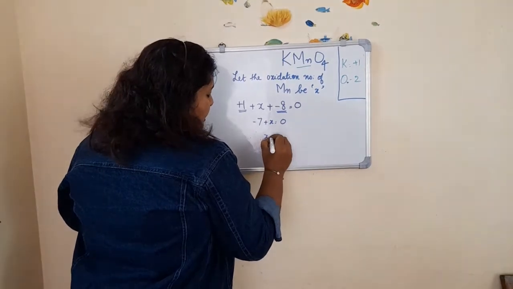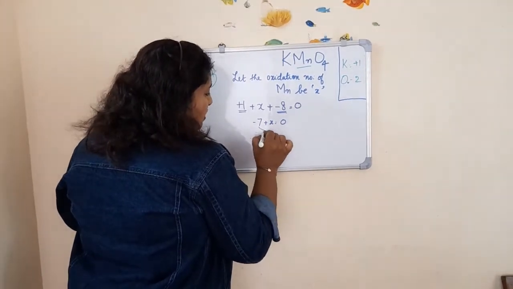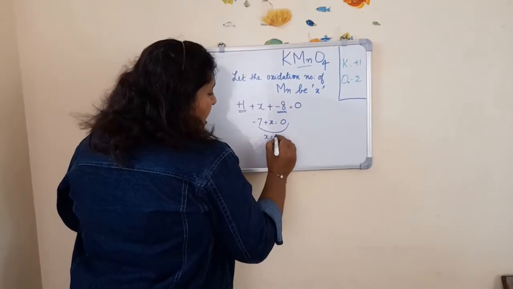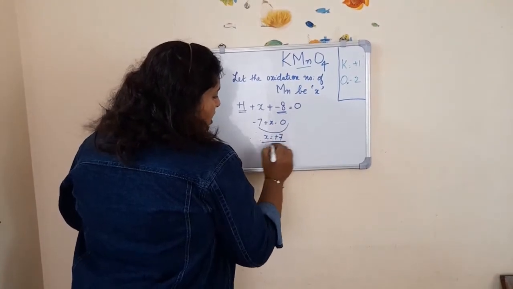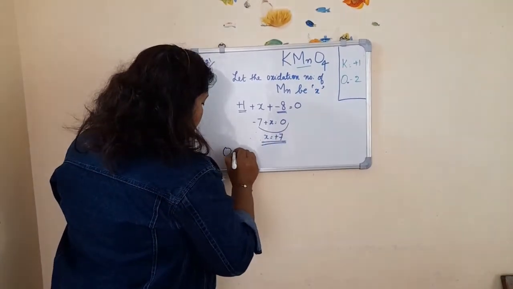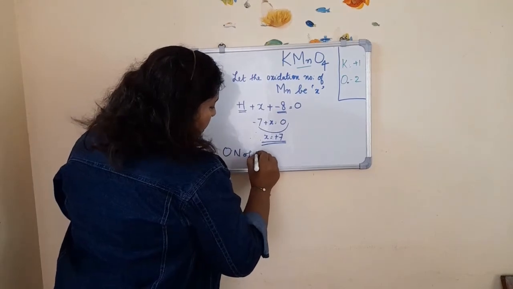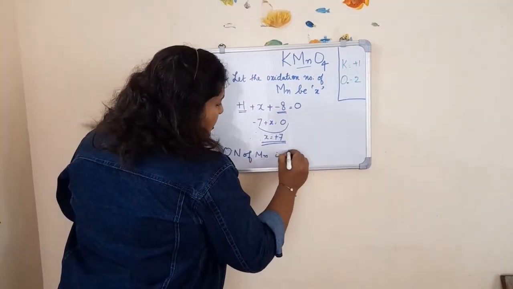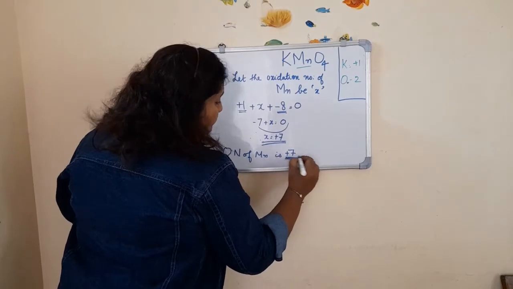Therefore, x is equal to, when this minus 7 goes to the opposite side, what happens? It becomes plus 7. So, the oxidation number of manganese is plus 7.